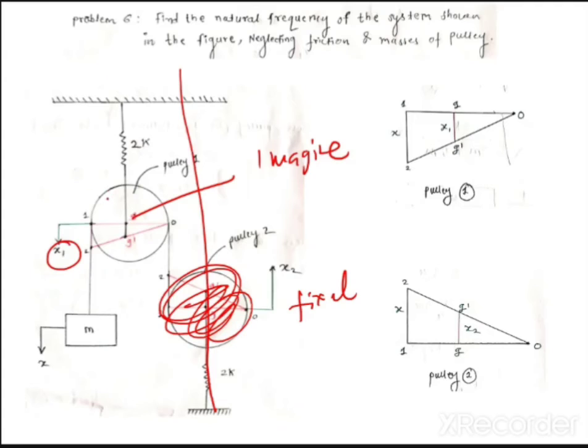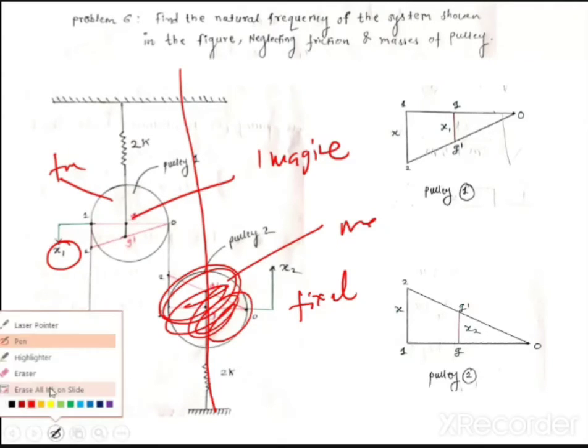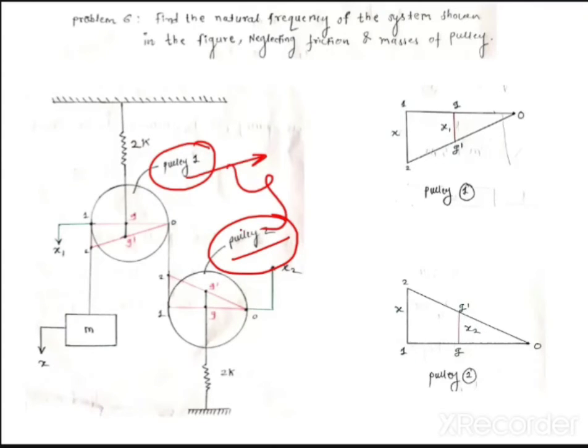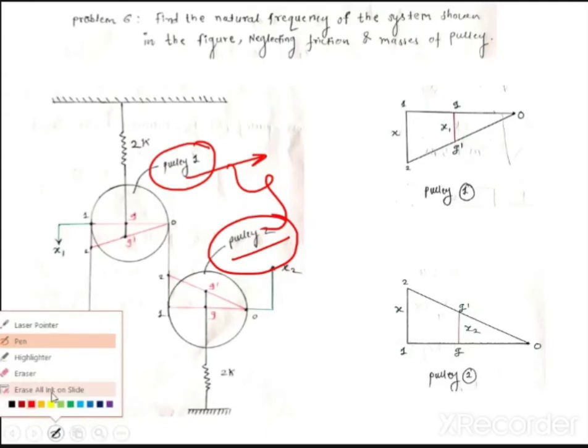Then secondly, imagine that this is fixed and then this is moving. And then imagine that both are moving. Because if you consider both moving, you cannot get an equation. So to get the equation, we are considering pulley 1 as fixed and I will get the equation for pulley 2. Then I consider pulley 2 as fixed and get the equation for pulley 1. And then I combine both equations, assuming that both pulleys are moving, because in the problem you can understand that both the pulleys are moving.